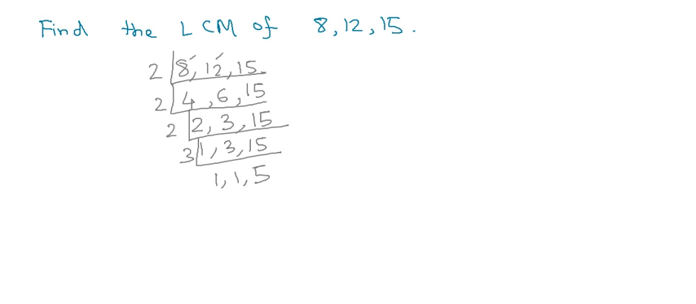So we have 2 cube into 3 to the power 1 into 1 square into 5. So the result comes to 8 into 15, that is 120. Now let's see the factorization method.